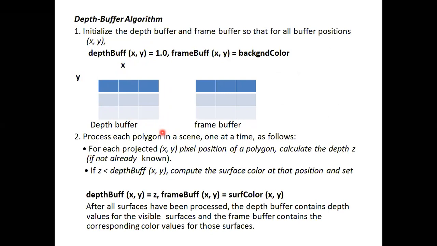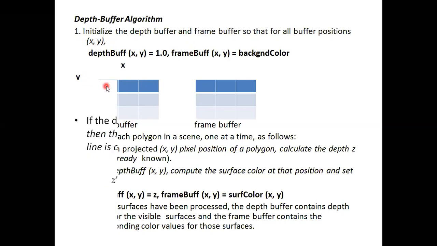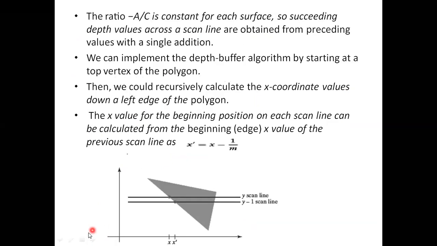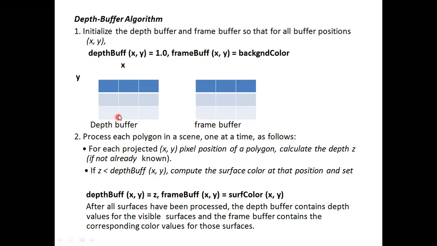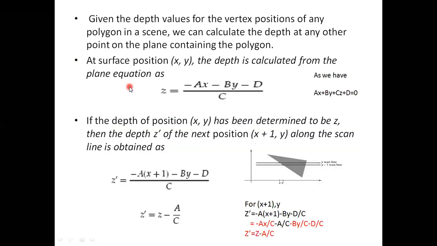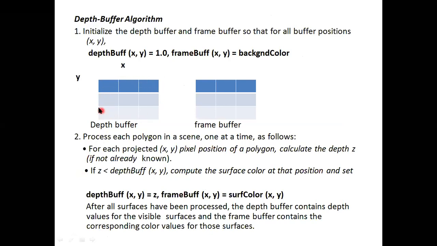First one is initialization. Initialize the depth buffer and the frame buffer so that all the buffer positions x, y are set. First, I will initialize all the z values we will be storing for respective x and y. We will store all these z values first with 1. So I will be storing all the boxes with 1 in the depth buffer initialization.